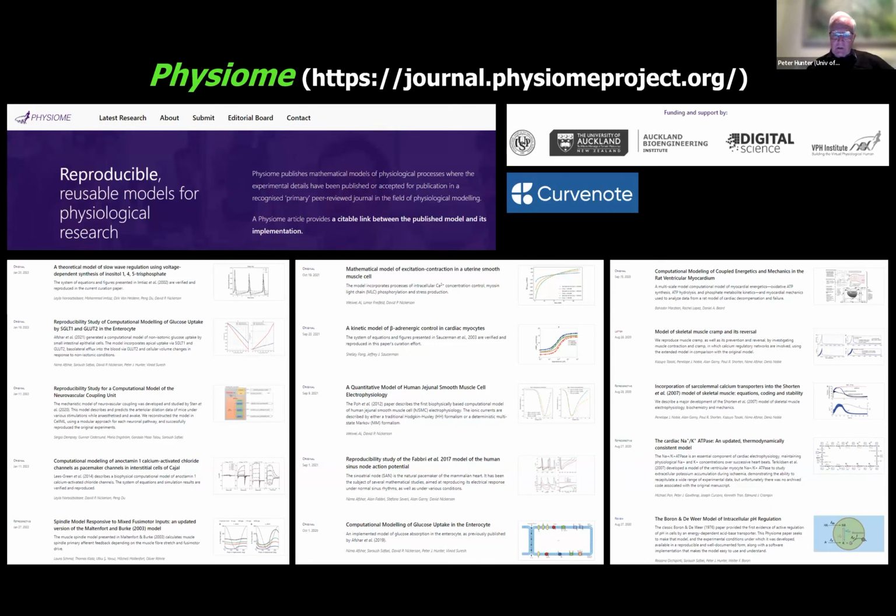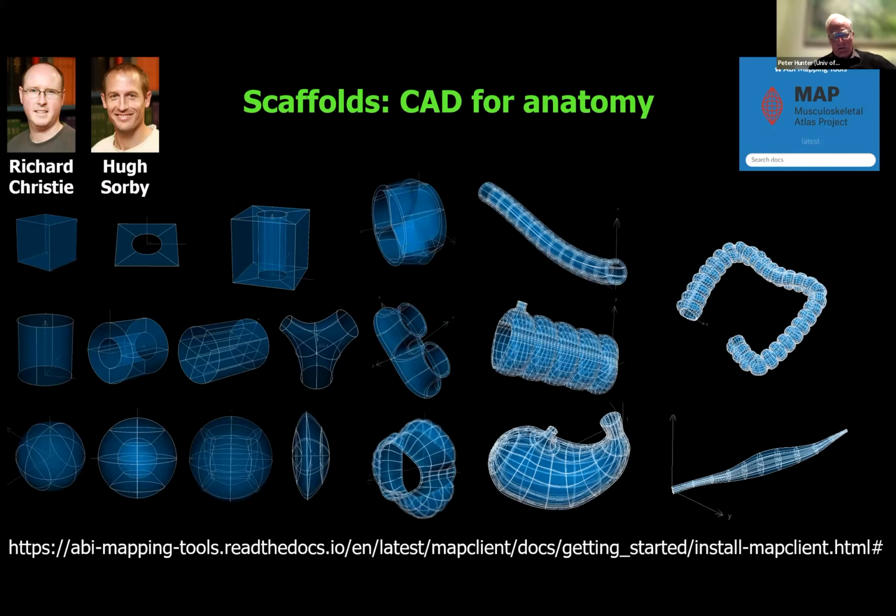Then the next thing I want to talk about is this concept of scaffolds and mapping. This has very much been driven by an NIH Spark project. What this is about is we've developed a computer-aided design package really for anatomy, again, open source, available on GitHub, and all the tools and documentation is at that website there. It's been led by Richard Christie in particular and Hugh Sorby.